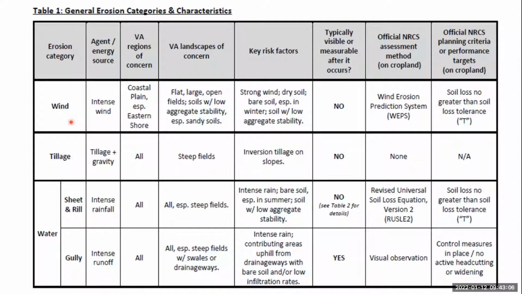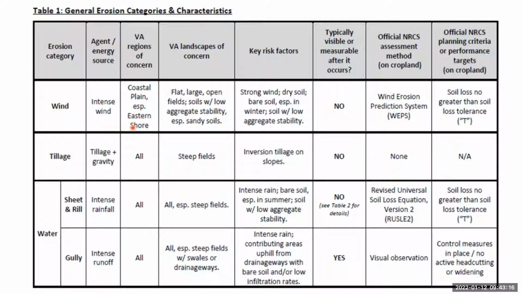So wind erosion in Virginia, obviously the agent, the energy source that detaches the soil and moves it, is intense wind. It is of concern in the coastal plain. Notice only the coastal plain. So that's a comparison with the others, or a contrast with the others. So wind erosion is a coastal plain issue, and it's a concern on flat, large, open fields, soils with low aggregate stability, especially sandy soils, we'll look at here in a moment.